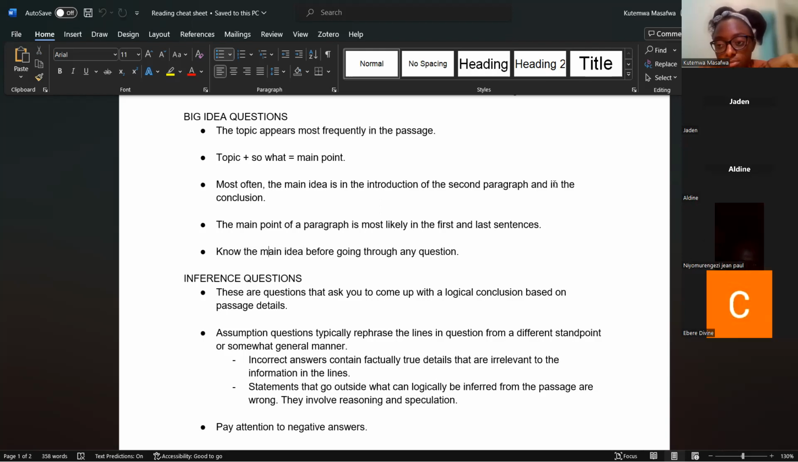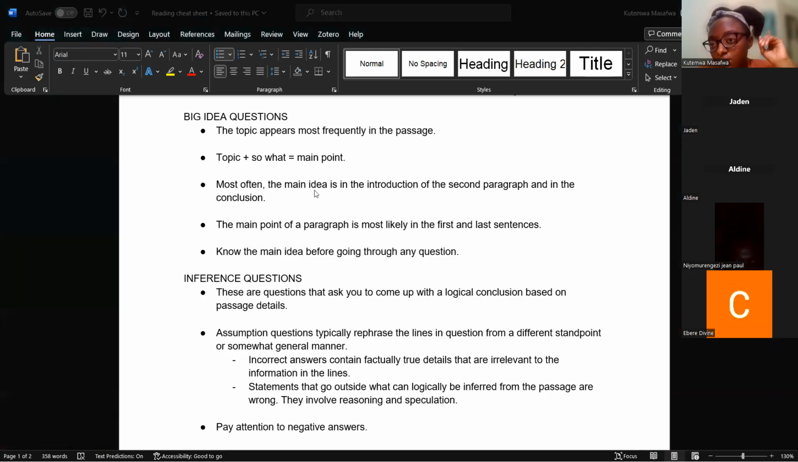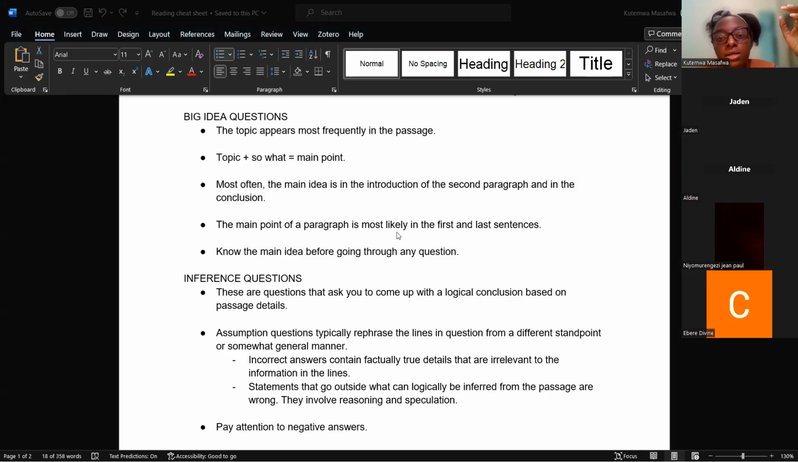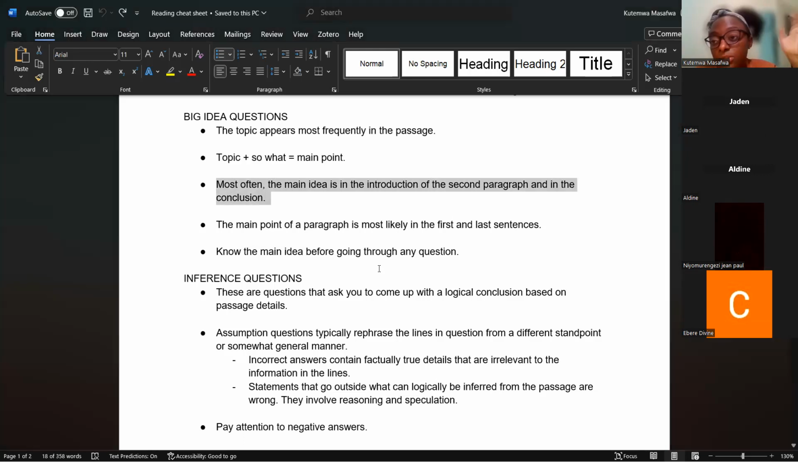No, miss. Okay. So just to go over it again, the topic is the word, the what is being talked about. So it's going to appear most frequently in the passage. And then the main idea combines the topic and what is being said about it. So the topic plus a so what gives you the main point. And then most often your main idea will be this. I need to change this because this is mostly for a long passage. But the whole point is that the main idea will be in the beginning and at the end most times, and you can find it easily that way. And you have to know the main idea before going through any question.